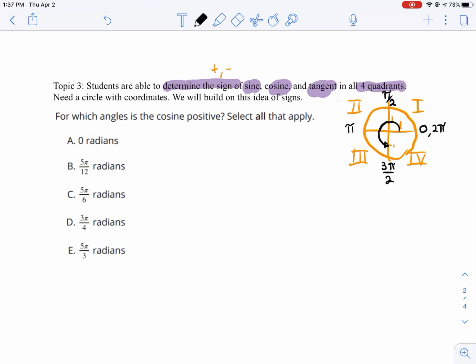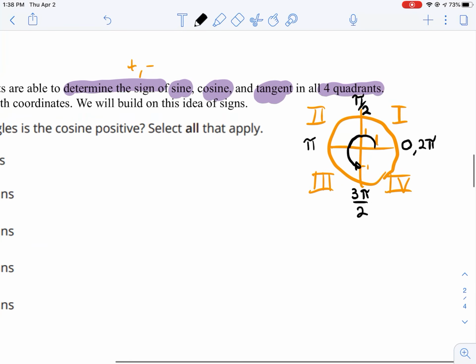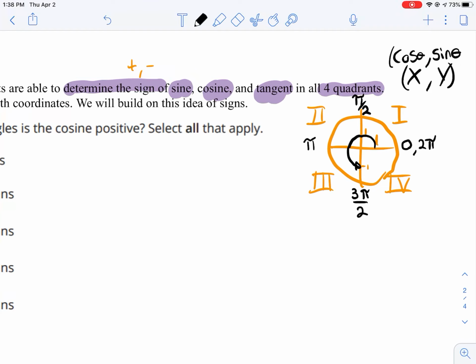With that, we're going to start to build on our ideas of sine and cosine. I just wanted to remind each and every one of you that when we're looking at these values, our x value is going to be our cosine, and our y value is going to be our sine. So when you're looking at each of these points on your actual unit circle, we're going to start to determine different things here.